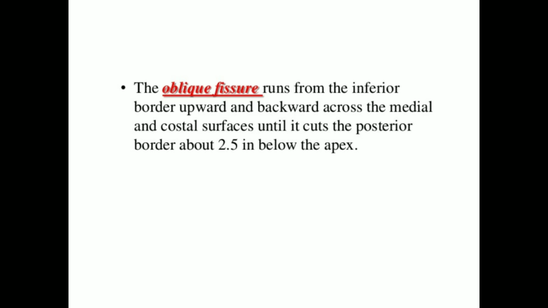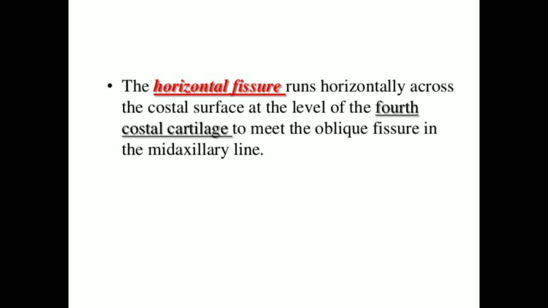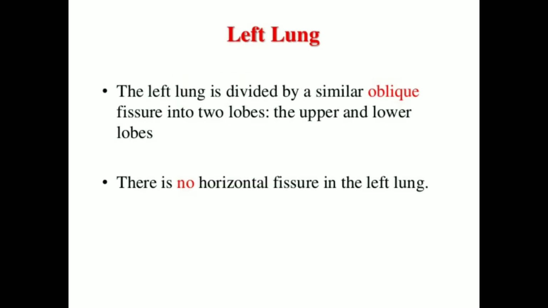See here, the oblique fissure. The oblique fissure runs from the inferior border upward and backward across the medial and costal surface until it cuts the posterior border about 2.5 cm below the apex. Then comes the horizontal fissure, which runs horizontally across the costal surface at the level of the fourth costal cartilage to meet the oblique fissure in the mid-axillary line. So just remember the two fissures there: the oblique fissure and the horizontal fissure.